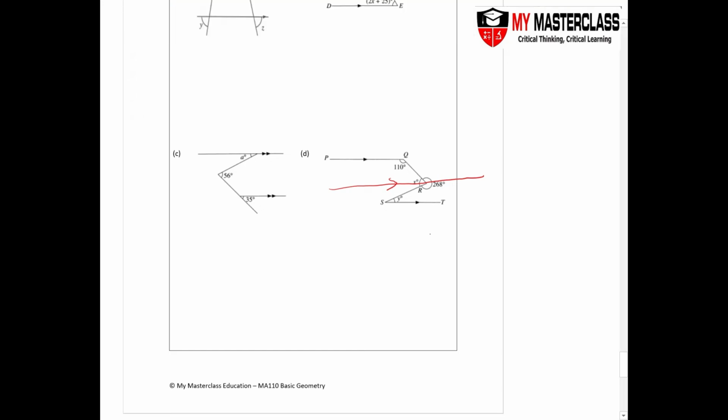Now take a look at what they're looking for. In this question, part D, they're looking for values of x as well as y. Now applying what you have learned, let's say without this line, you have this portion. Angles at a point, the total angle at a point is 360 degrees. So therefore, x equals 360 minus 268. And what is your reason? Your reason would be angles at a point. Then you will have the answer as 92 degrees.